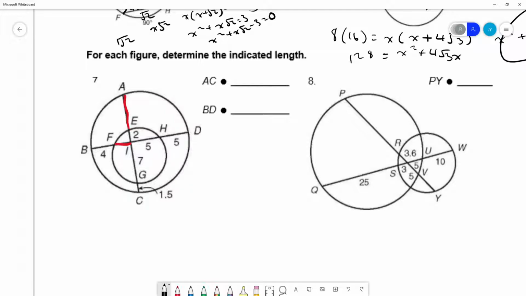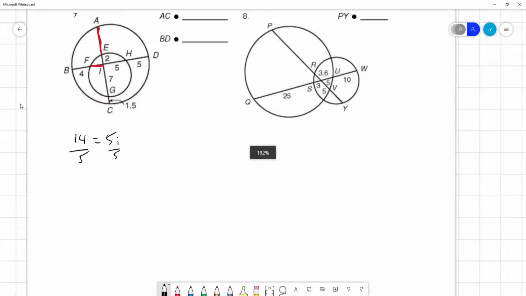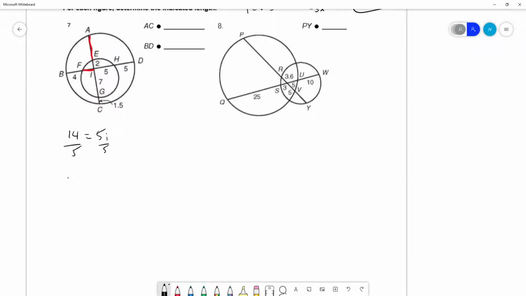So let's look for I first, because it's inside an inner circle and every single measurement in the inner circle is already found, so we can use the chord product theorem to find I. That's going to be 2 times 7, 14, is equal to 5 times I. So I should equal 14 over 5.